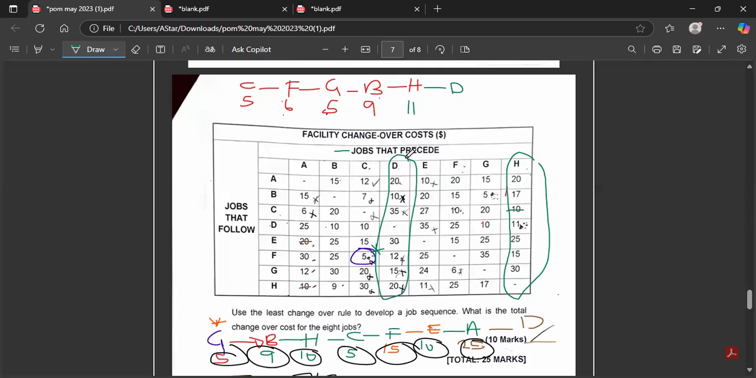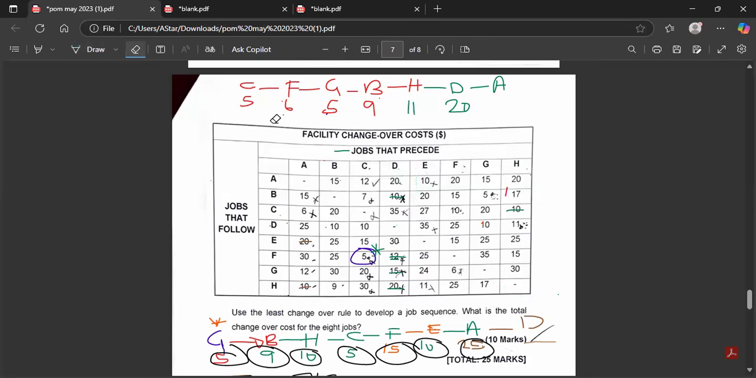10 B is taken. 12 F is taken. 15 G is taken. H is taken for 20. So it's A. 20, we go for A. So let's go to A now.